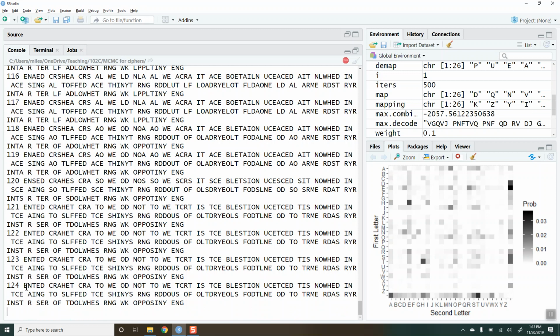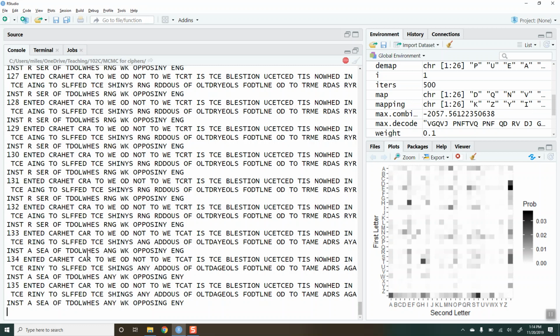Oh, look at this. We got "ented, krehet, kra, to we, odd, not to we." That is the question, is the "blestion." But look, we got TION, that's a big deal. Come on, computer, you can do it. We're looking for "that is the question," and this is supposed to be "outrageous fortune," but it says "old dageous fod" something.